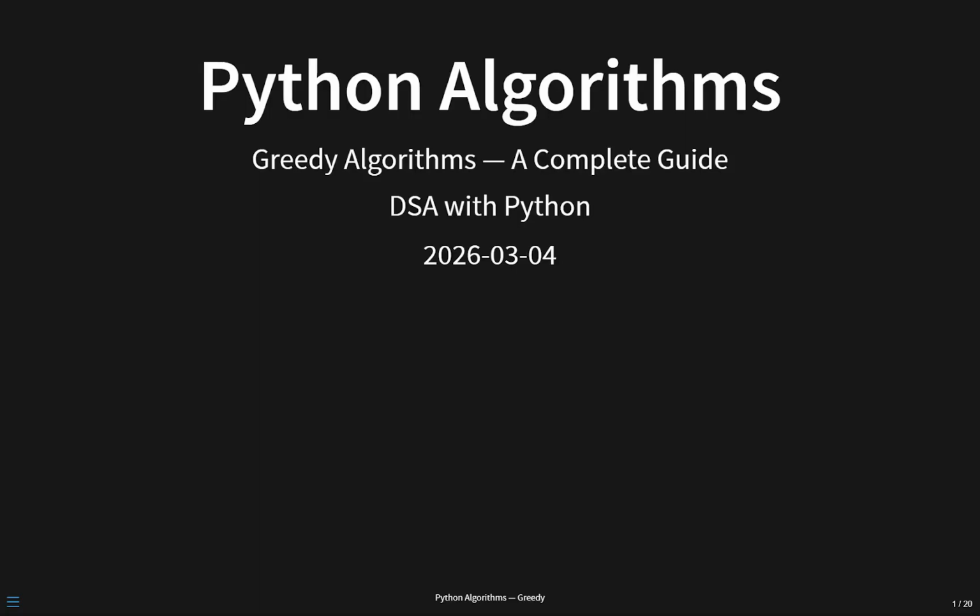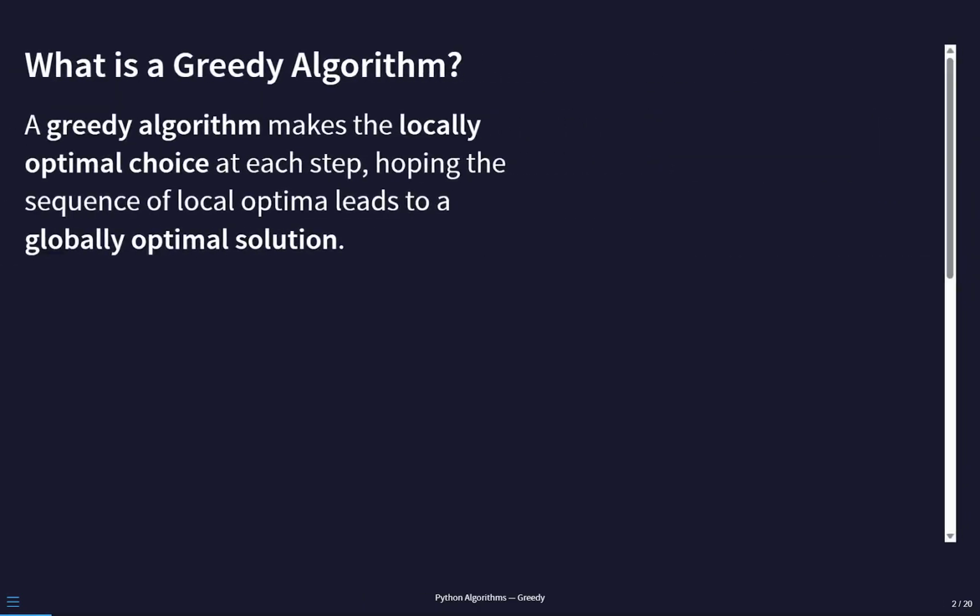Let's dive in. Next, a greedy algorithm makes the locally optimal choice at every step, hoping that a sequence of locally optimal decisions leads to a globally optimal solution. There's no backtracking, no trying alternatives. Just one committed choice at each step.